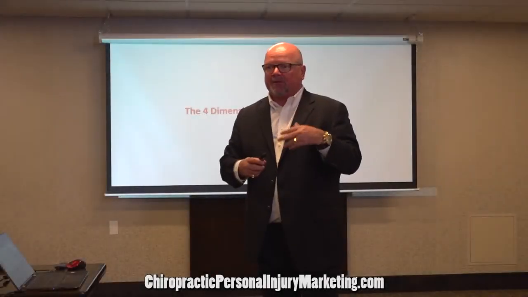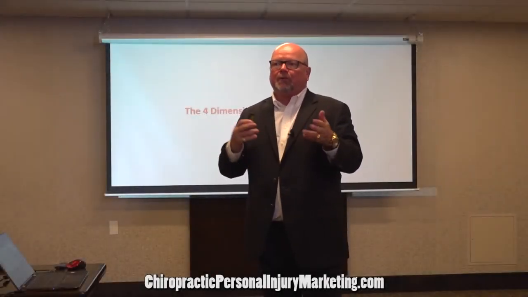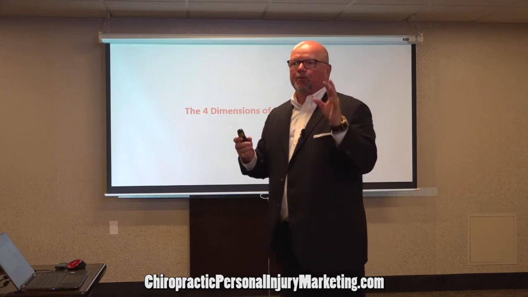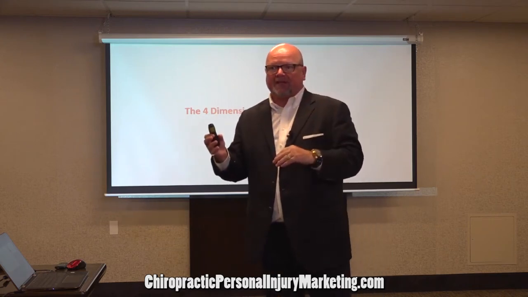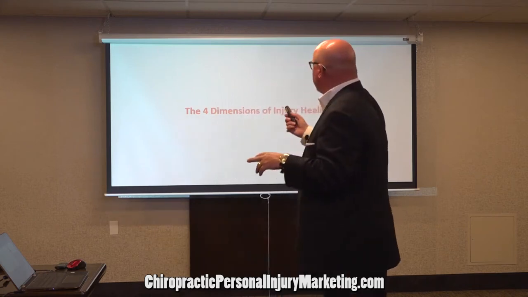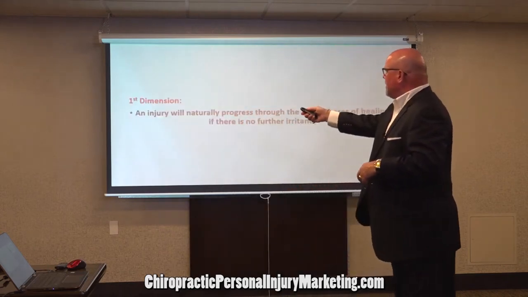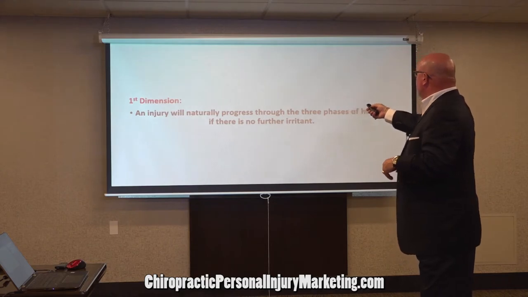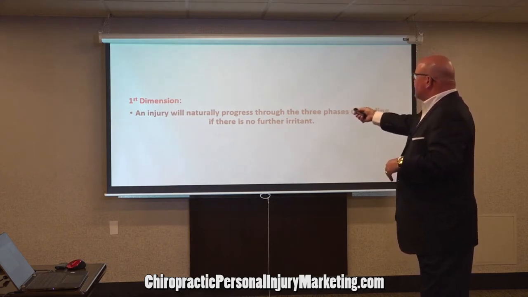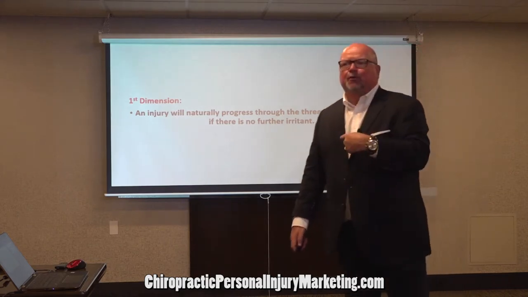Here's what your therapies are based on, and why you do them and when you would do them. So we already talked about the importance of biomarkers relative to the 3 phases of healing. Well, I call this the 4 dimensions of an injury. So here's what happens. The first dimension: an injury will naturally progress through the 3 phases of healing if there's no further irritant. Is that the real world?